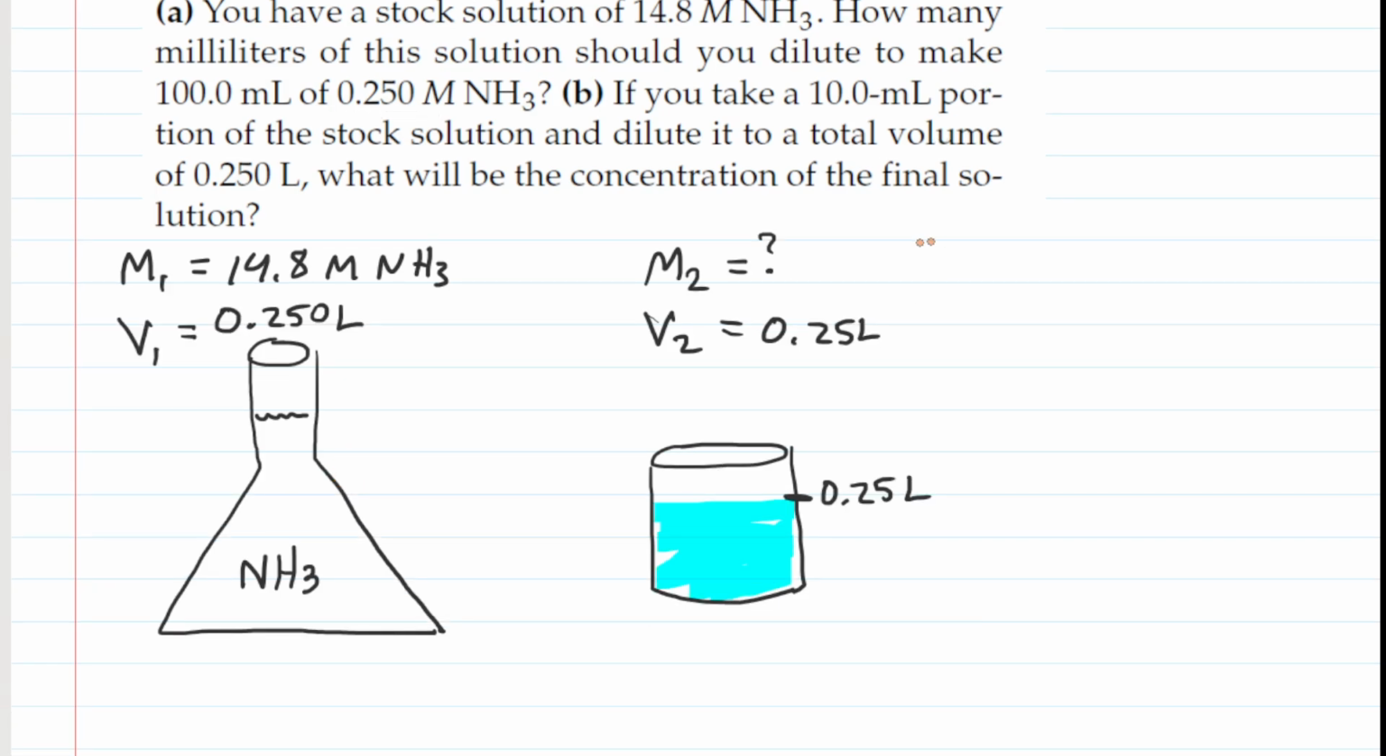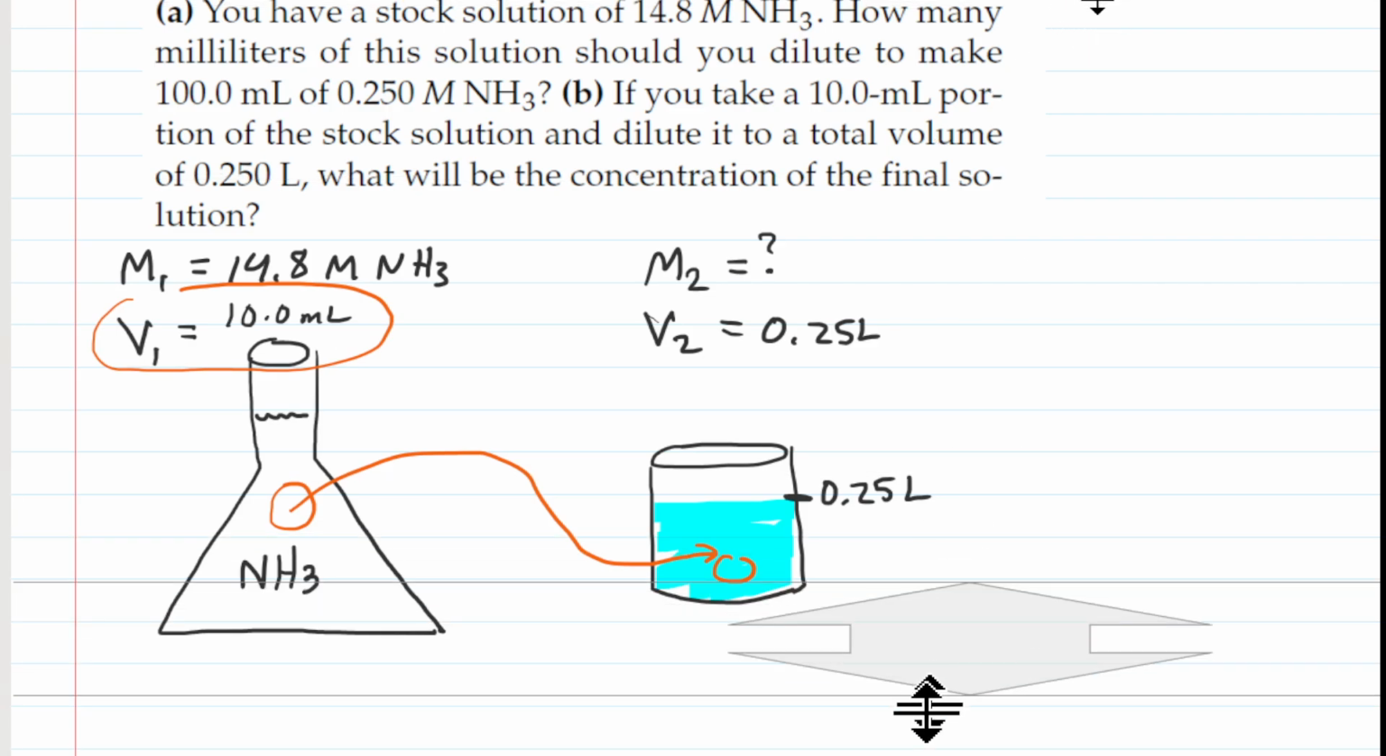So as you might know by now, this is a very similar procedure. They're just kind of changing it up a little bit. This time we know how much volume we're extracting from the stock solution. We're going to be taking a 10 mil portion. Excuse me, I wrote down the wrong volume. Let me fix that. So we're taking 10 mils from the stock solution. We're going to transfer it over into this beaker, fill in some water until we get a final volume of 0.25 liters, and then we want to know what that final concentration is, what that M2 is.